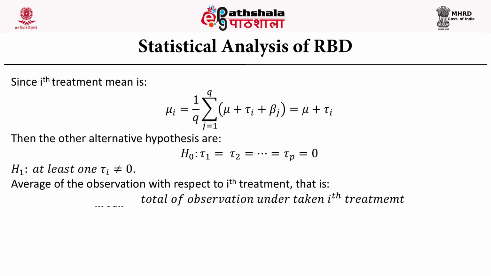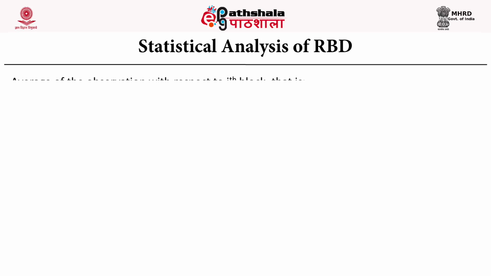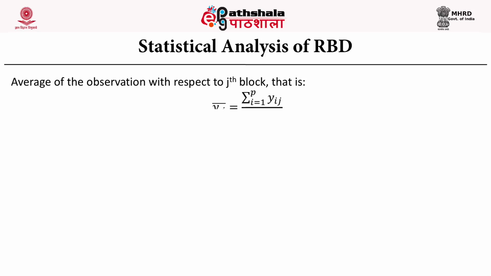The average of the observations with respect to the ith treatment, that is the mean, is equal to the total of observations under the ith treatment divided by the number of observations. So y_i dot bar is equal to y_i dot divided by q, which is the summation over j of y_ij, with j varying from 1 to q, divided by q. The average of the observations with respect to the jth block, that is y dot j bar, is equal to the summation of y_ij over i, where i varies from 1 to p, divided by p.